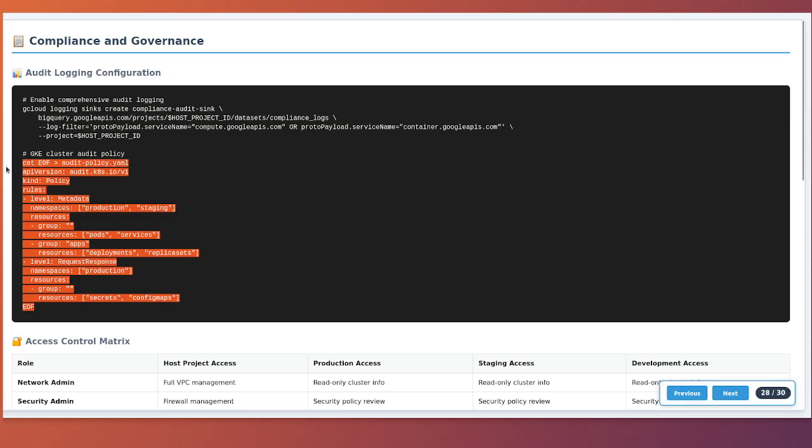Data residency requirements can be met by deploying clusters in specific regions. The shared VPC can span multiple regions while ensuring data stays within required geographical boundaries. Access controls should be implemented using IAM policies and Kubernetes RBAC. Regular access reviews ensure that permissions remain appropriate over time. Documentation is essential for compliance. Maintain up-to-date network diagrams, security policies, and operational procedures. Many compliance frameworks require evidence of documented procedures.